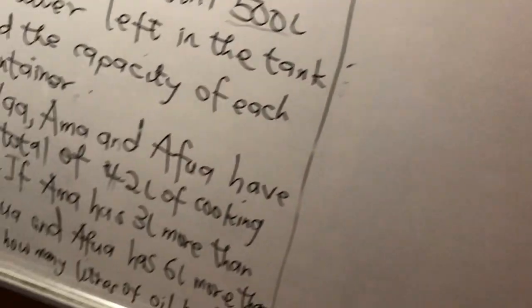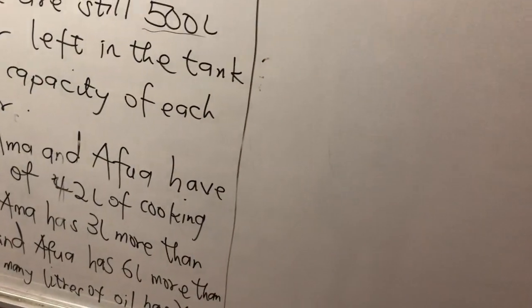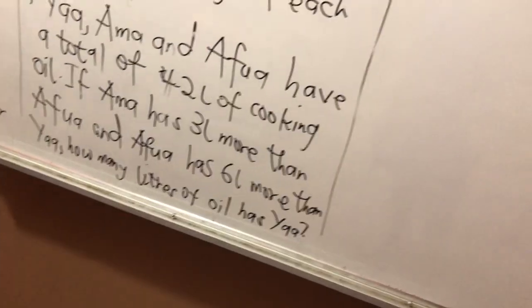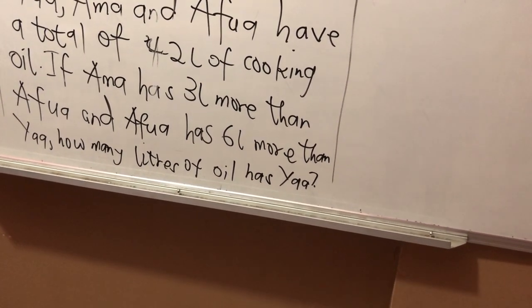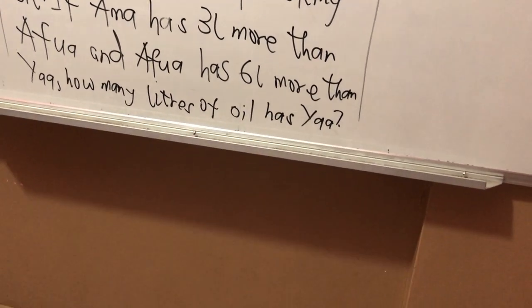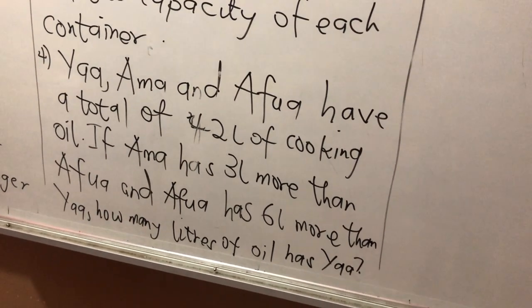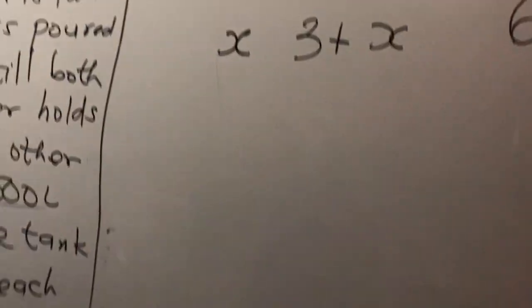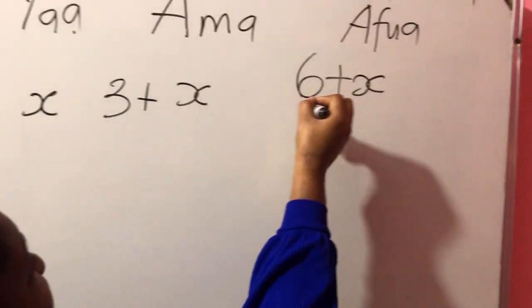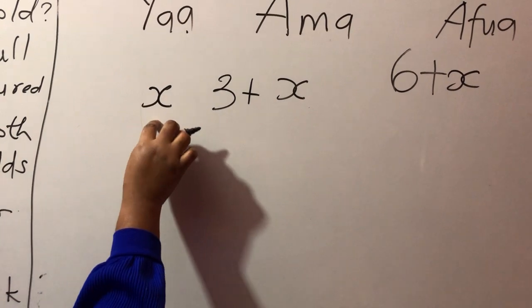Okay. Now let's come to the second part of the question. And Ifua has 6 liters more than Ya. I'm trying to make sure the question is correct. If Ama has 3 liters more than Ifua, and Ifua has 6 liters more than Ya, right? So Ifua has 6 liters more than what? Ya. Now, does this make sense? No. Because they are saying that if Ifua is already having 6 plus X, so now Ya's oil is what you are representing as X.